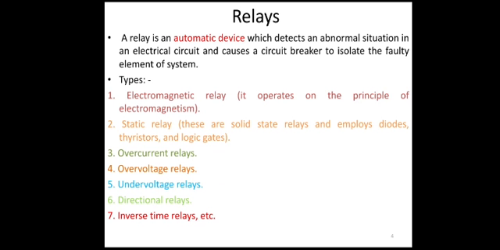The next one is over voltage relay. It is a kind of relay when a voltage exceeds the preset threshold value of voltage, the over voltage relay will actuate. The next one is under voltage relay. After that, directional relays. Directional relays are the types of relays which operates on and depends upon the direction of voltage or current signal. The next one is inverse time relays.